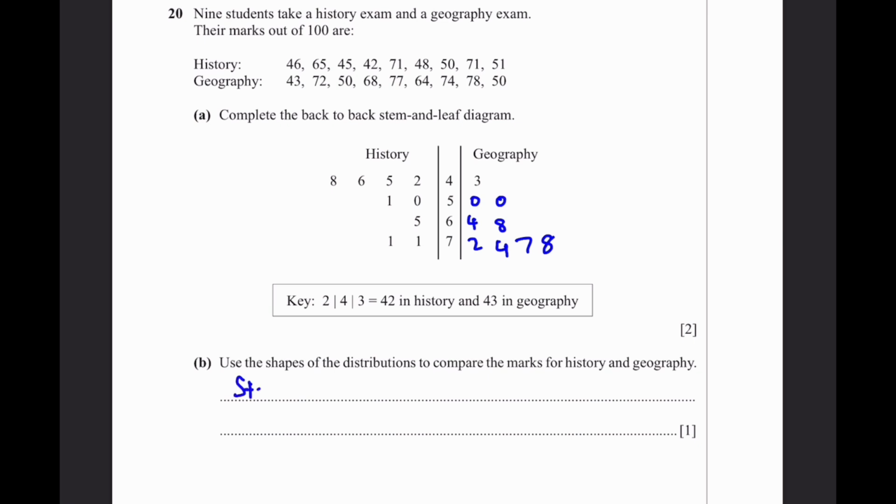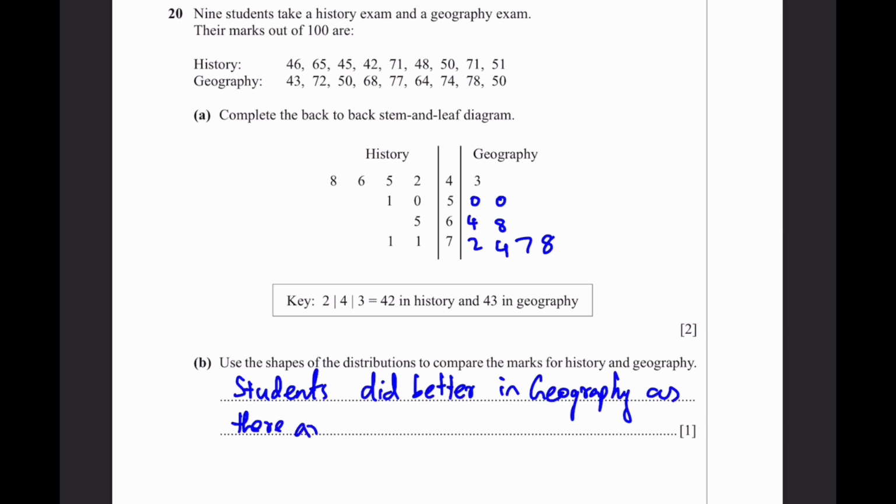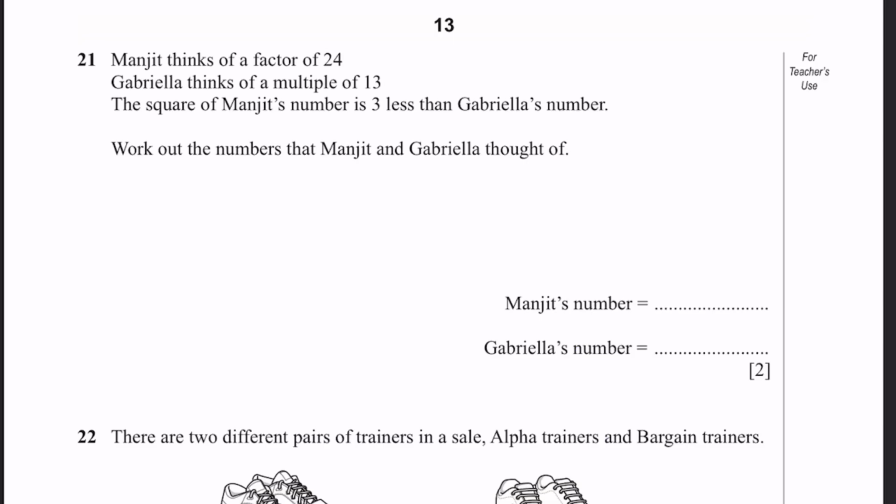So students did better in geography as there are much higher marks in geography. So that's the answer. Question 21.